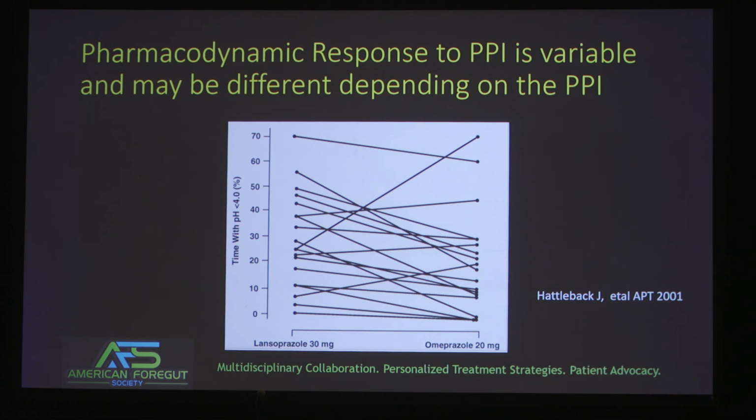So the pharmacodynamic response to PPI is variable and may be different depending on the PPI. A study we did in early 2000, lansoprazole twice a day versus omeprazole twice a day, what happens in the stomach, 20 subjects, all normals, not too hard to see. There are 20 different dots, and if you look and follow from lansoprazole to omeprazole, you don't always see the same intragastric pH response from drug to drug. So there's variability in what happens in the stomach. Ultimately, that could affect the esophagus.